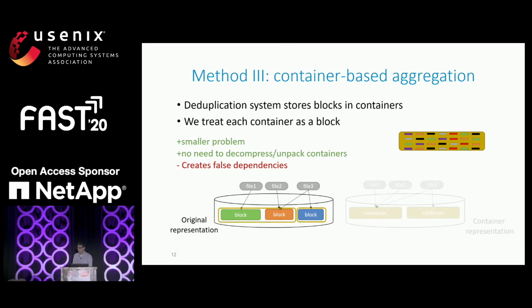The way we treat each container is that we're going to have an association between a file and a container if at least one of the container's blocks is included in that certain file. This creates some false dependencies. We can see that file 1 and file 3 do not share any block, but they actually share a container.